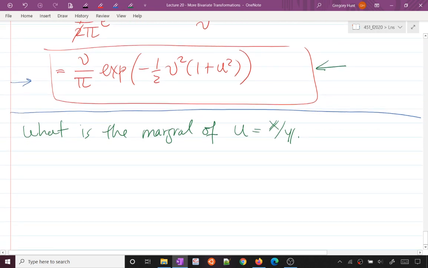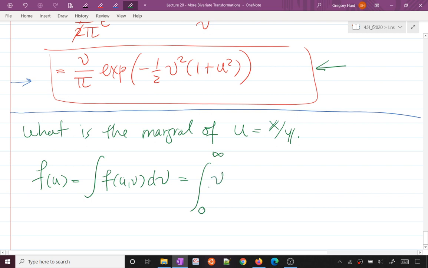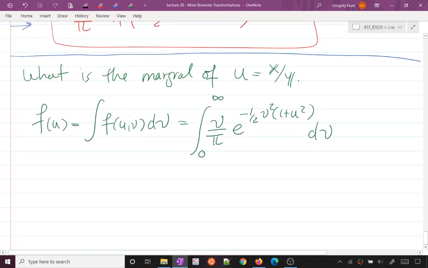And if I want to get the marginal of u, of course, I can get it by taking the joint of u and v and integrating out v. So if we just integrate out v, in this case, v is the absolute value of y. It can go anywhere from 0 to infinity. And so what I'm integrating is v over pi e to the negative 1/2 v squared times 1 plus u squared, dv. So this is kind of a nice little Calc 2 problem.